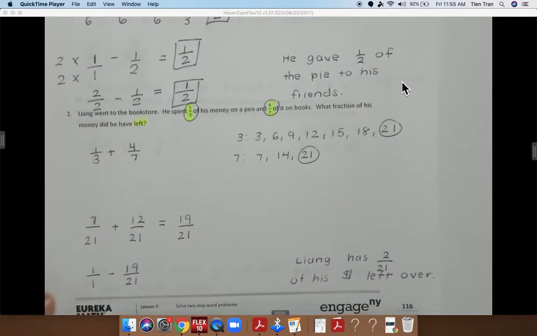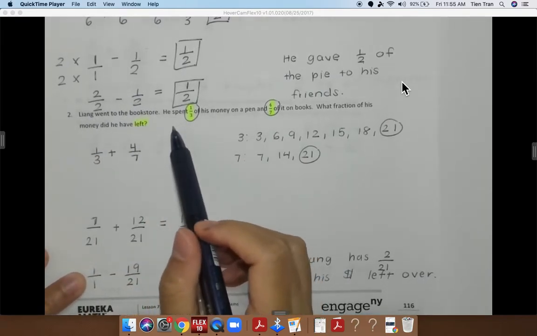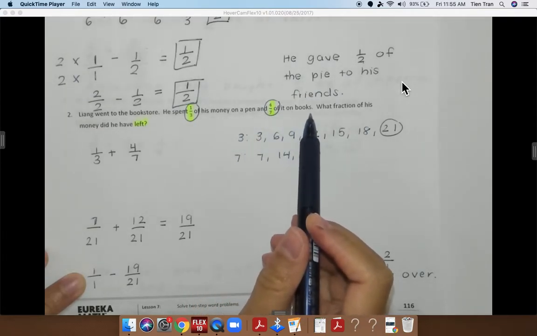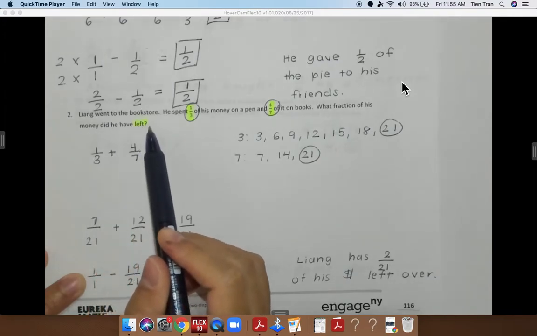Now, moving on to problem 2. For problem 2, we have Liang went to the bookstore. He spent 1/3 of his money on a pen and 4/7 of it on books. What fraction of his money did he have left?